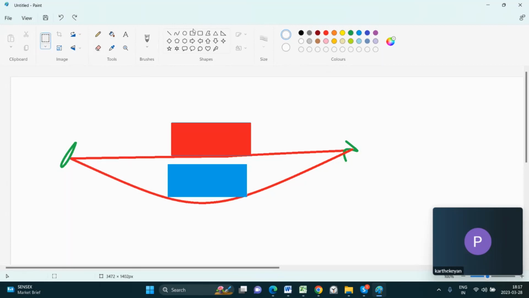Two people are pulling a string in the horizontal direction. It is always horizontal. When they keep a 10 kg weight on that, it becomes like a U shape, sagging down.